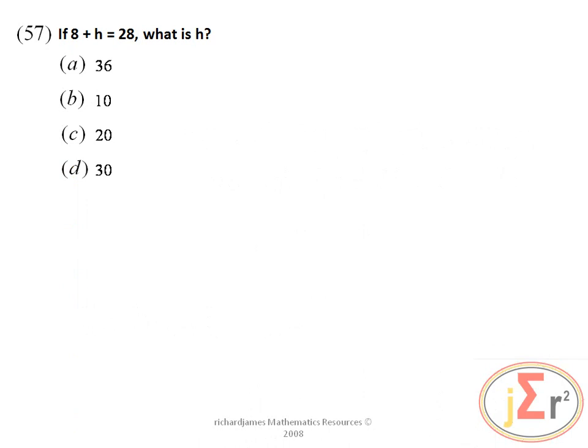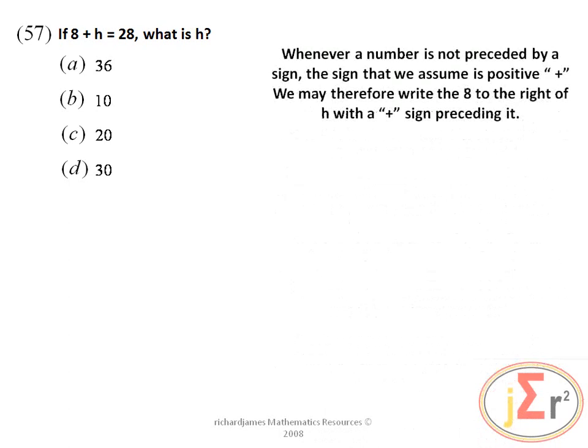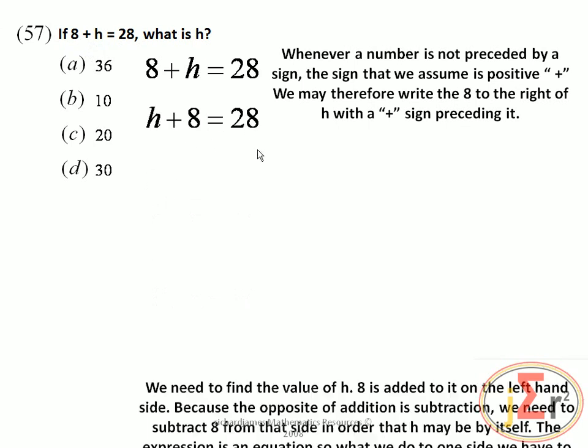If 8 plus h is equal to 28, what is h? Whenever a number is not preceded by a sign, the sign that we assume is positive, or plus sign, or the addition sign. We may therefore write the 8 to the right of h with a positive sign preceding it. All we are saying is that instead of having 8 plus h equal 28, we are going to be correct in saying h plus 8 is equal to 28. That's all there is to it.